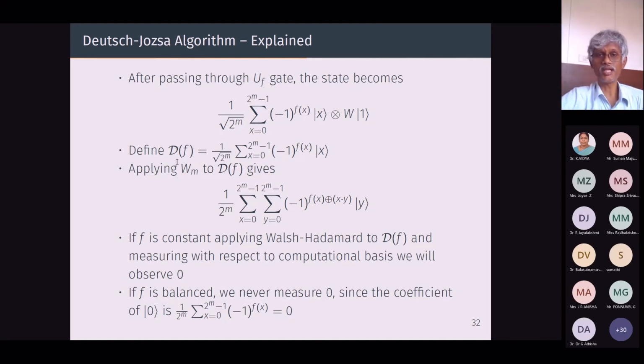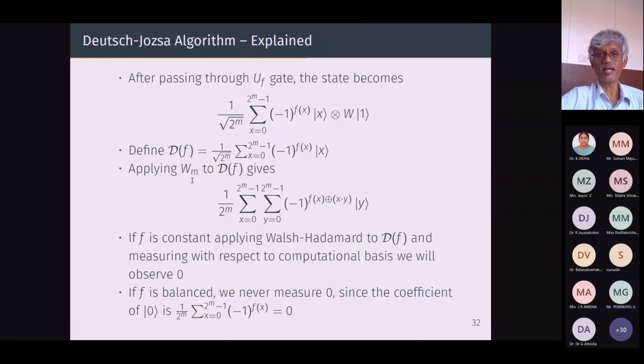So you look at this D of f, which is 1 by square root of 2 to the power m, summation x equal to 0 to 2 to the power m minus 1, (-1) to the power f of x, ket of x. With each ket of x, you have a (-1) to the power f of x sticking to it. So it is either 1 or minus 1. Whenever the answer to f of x is 1, you get a minus amplitude for this ket of x. That is what this is doing.